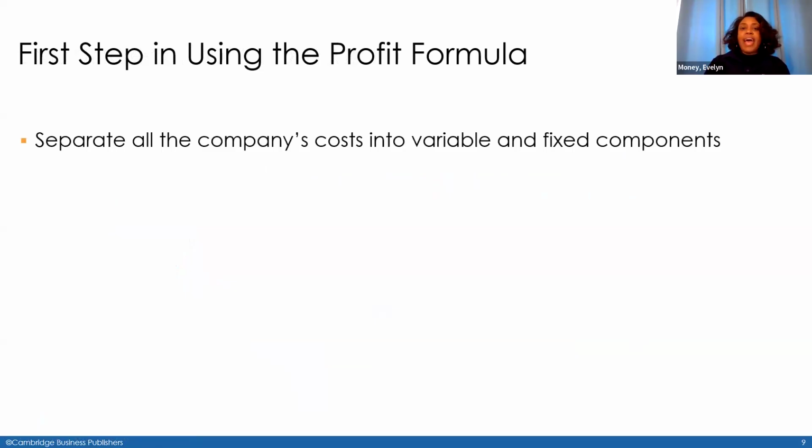So when we want to attack cost volume profit analysis or attack the profit formula, one of the first things we need to do is take a look at the company's costs and determine which costs are variable, which costs are fixed. Because in our formula, I'm going to need to find variable cost per unit because I need to multiply that times the predicted sales level. But for fixed costs, remember fixed costs in total remain the same regardless of the level of activity as long as I'm within that relevant range. So I need to separate my variable from my fixed.